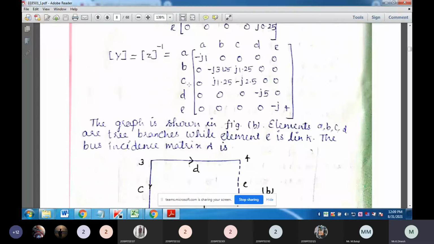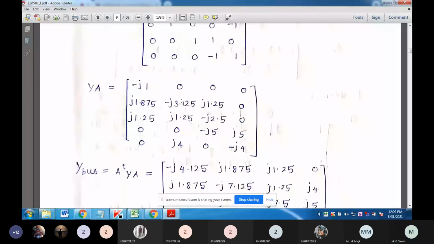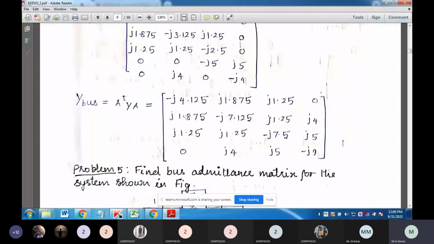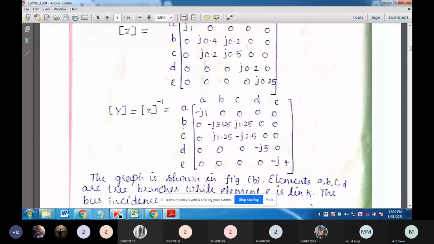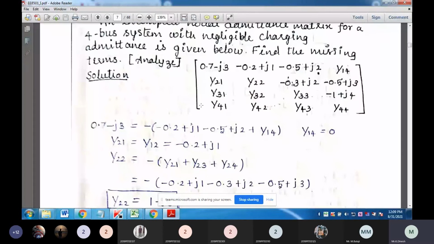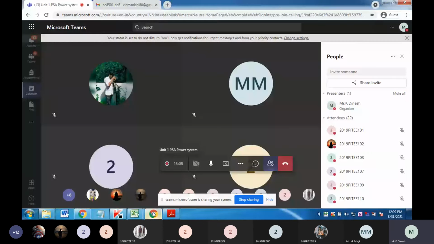Any other clarification required? Any other clarification needed? இந்த மூணு ப்ராப்ளம்ஸ் ஏதாவது டவுட் இருக்காப்பா? டவுட் இருந்தா கேட்கலாம். Any doubts so far you are having? Only 30 students present. Why rest of the students are not present?